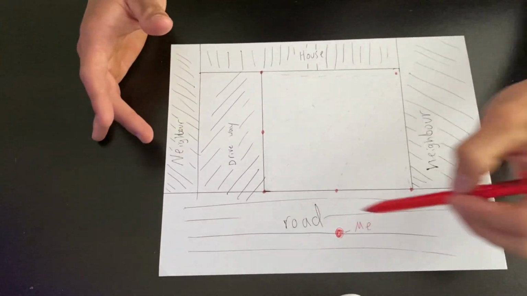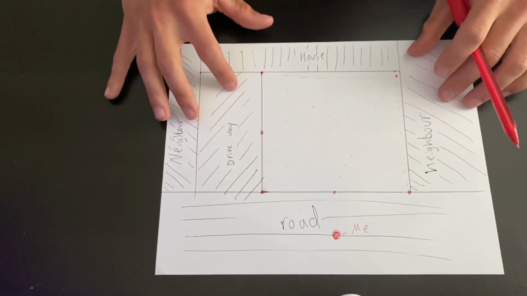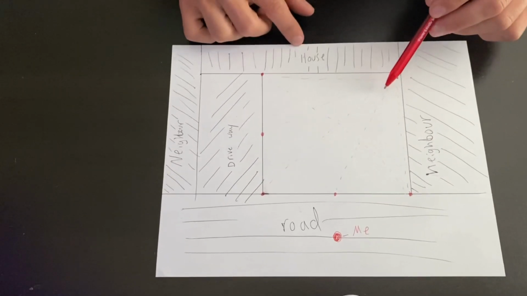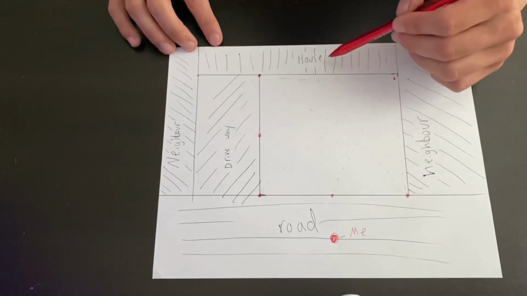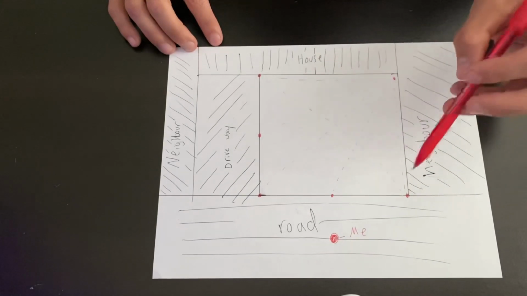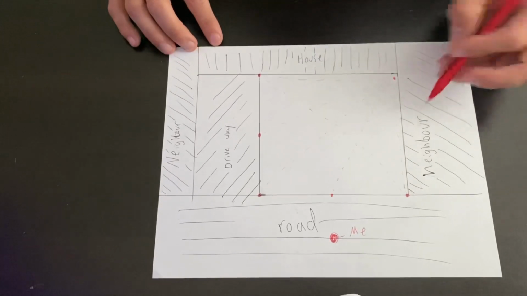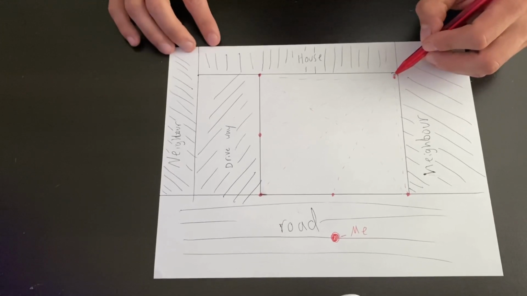So this is the road, this is the neighbor house, this is another neighbor's house, this is the driveway of the property that you're doing, this is their house, and this is their lawn. So you're going to go from the perspective of being on the road looking at their house and going based off of this lawn. So over here, this is my considered point of reference.